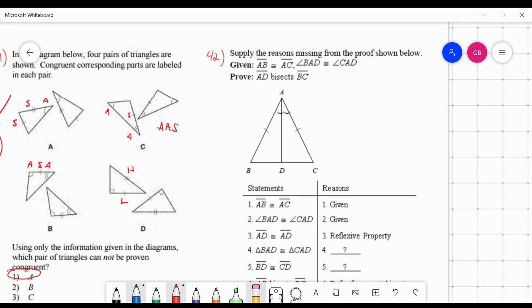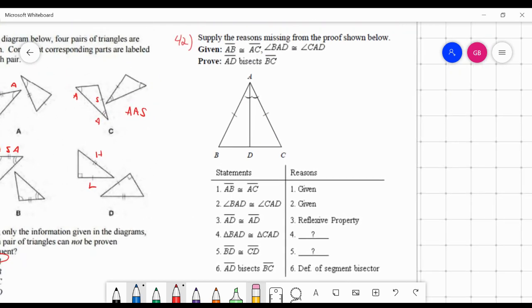42. Supply the reasons missing from the proof shown below. All right, so it's given that AB is congruent to AC, and then angle BAD is congruent to angle CAD. Okay, it's marked already. We want to prove that AD bisects BC.